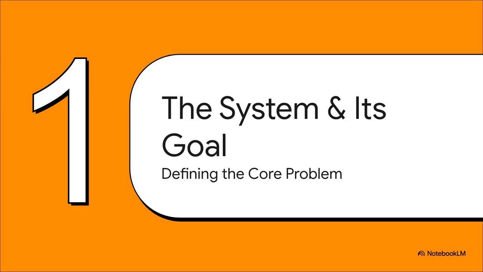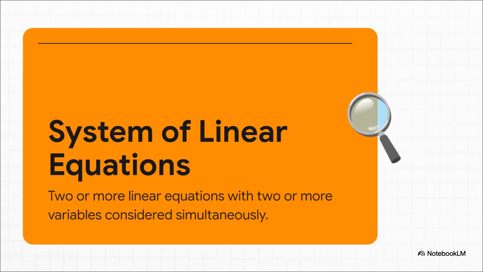All right, first things first. Let's define what we're actually dealing with here. So before we even think about solving anything, what exactly is a system? Honestly, the best way to think about it is like a logic puzzle. You're given 2 clues. For us, that's 2 linear equations. And your mission is to find the one and only pair of numbers for x and y that makes both of those clues true at the exact same time.